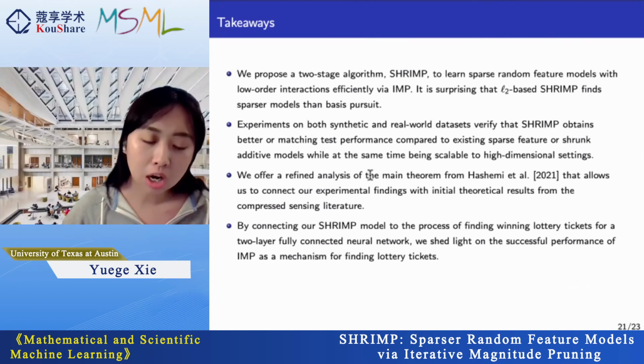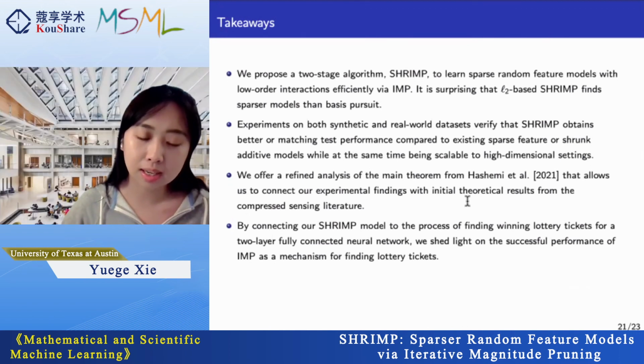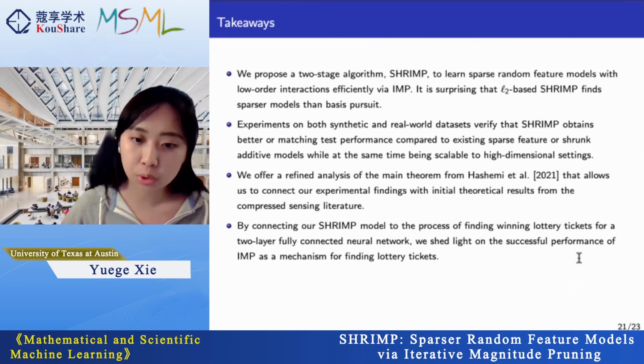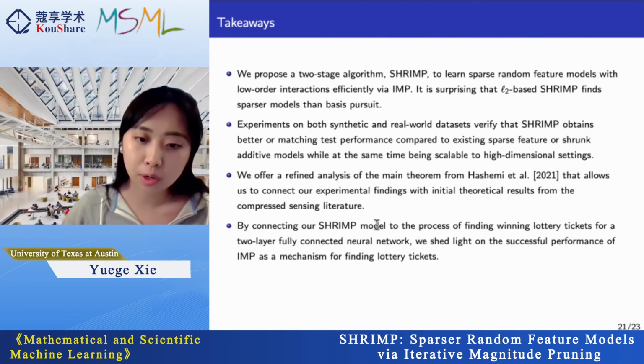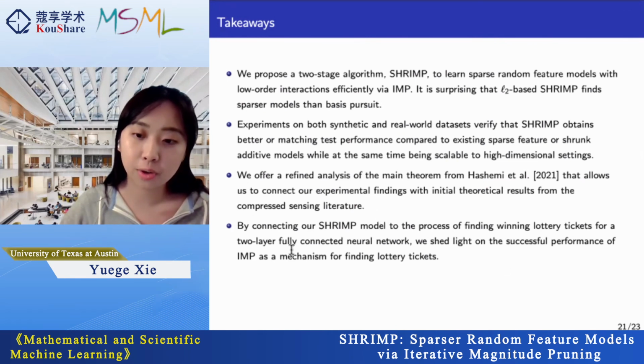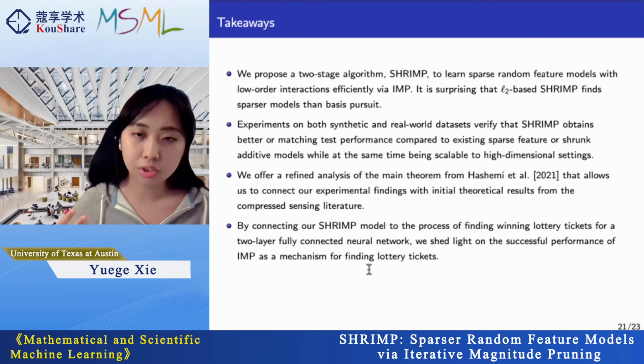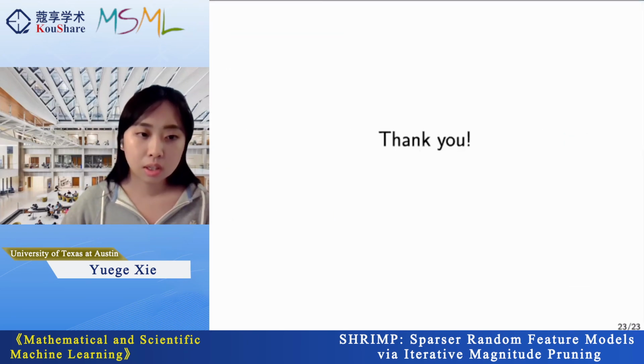And we also offer a refined analysis and provide some theoretical understandings. And by connecting SHRIMP to the process of finding lottery tickets, we want to shed some light on the successful performance of the iterative magnitude pruning in neural networks as well.